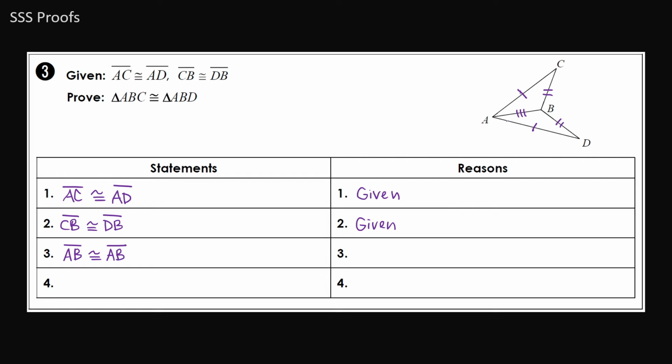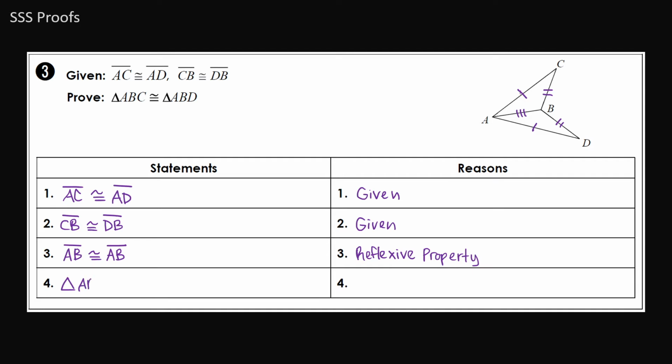And so since it's the shared side, it's the same side, we're using the reflexive property of congruence. Basically the same part is congruent to the same part. Reflexive property of congruence. And so now we have three pairs of sides that are congruent to each other. That's all the information we need to write our congruency statement, to write our prove statement.